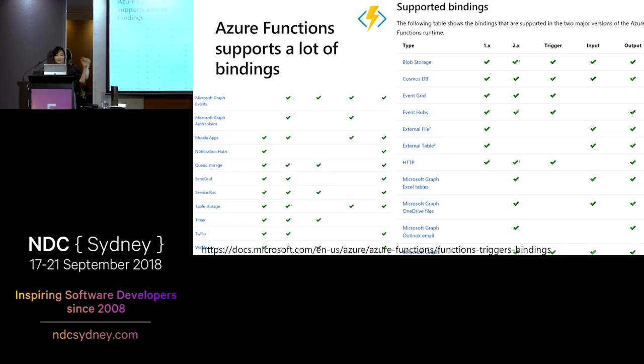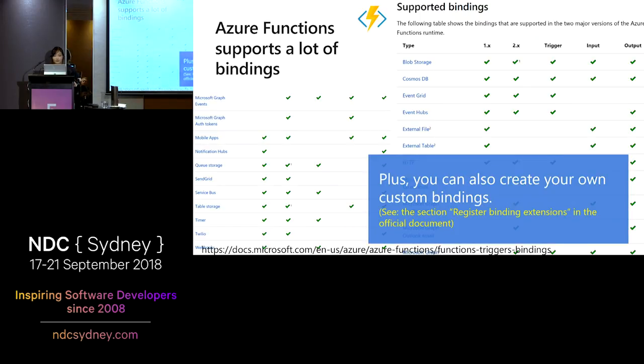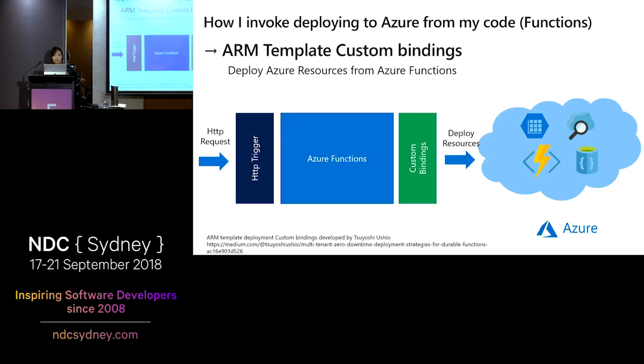And let me introduce a little about Azure Functions. Azure Functions supports a lot of bindings, and you can also create your own custom bindings. It means that you don't need to write a lot of code for connecting other services like Cosmos DB, Event Hubs, or storage queues. It helps you reduce your code and focus on business logic. For this demo, I used a custom binding which enables you to deploy any resources on Azure from your Azure Functions. This time I'm using an ARM template.